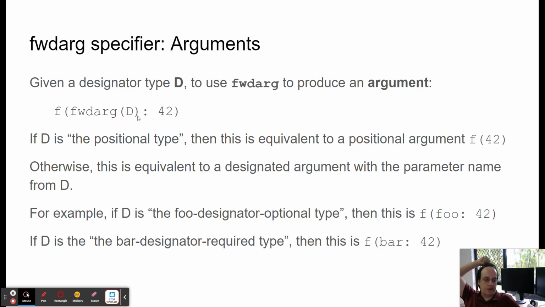So if D is one of the designator required types, or one of the designator optional types, then it has a name associated with it. So the designator optional designator types and designator required designator types have a name associated with them, right? And this argument will just become that name. So for example, if D is the foo designator optional type, then this is f of foo 42. If D is the bar designator required type, then this is f of bar 42.